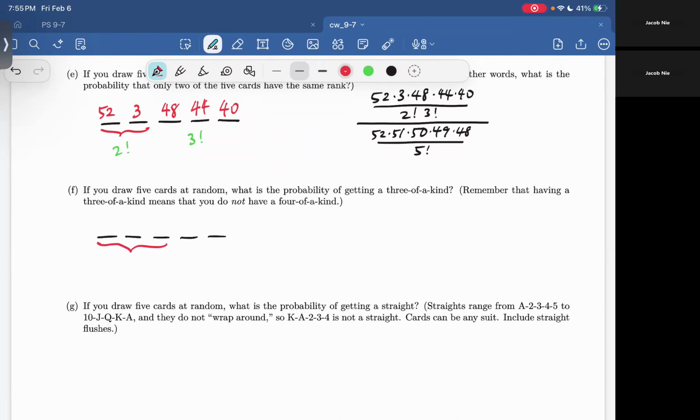Let's say the triple is in the first 3 cards. 52 choices for the first card, 3 for the second, 2 for the third. And then we'll have 48 for the fourth card. And we want to make sure that these do not form a pair because that would be a full house and not a 3 of a kind. So we have 44 for the fifth card. Here we're going to be overcounting by 3 factorial within the triple and 2 factorial within the last 2 cards.